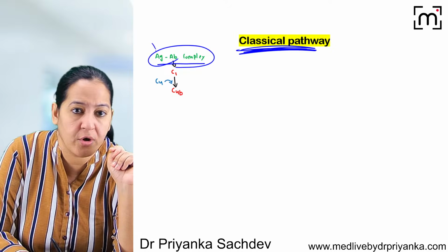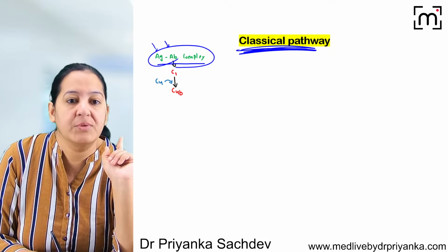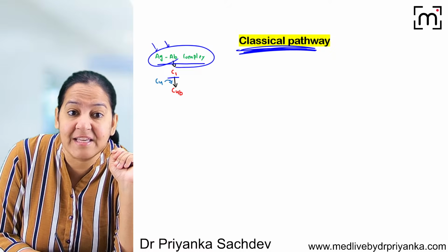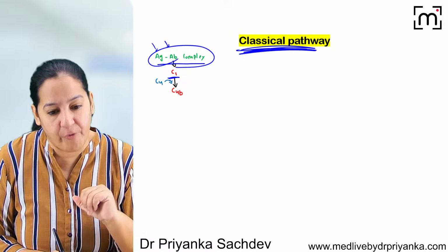Learn neither antigen alone nor antibody alone. It's the antigen-antibody complex, a very important MCQ. So the first complement which gets activated in the classical pathway is C1. Let's start from C1. The next after C1 is C4.